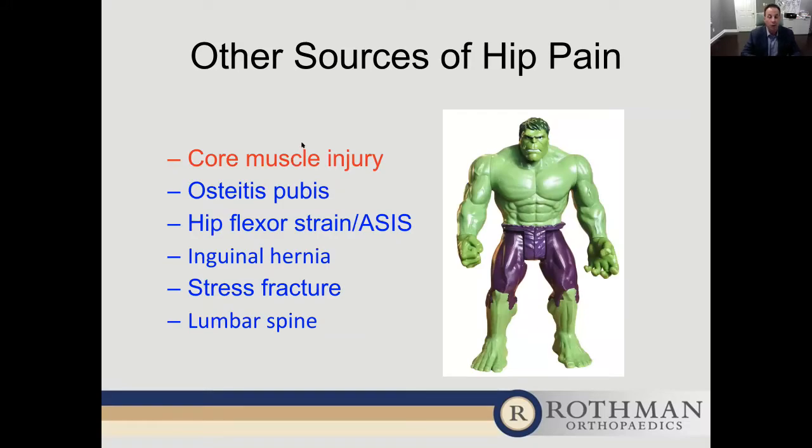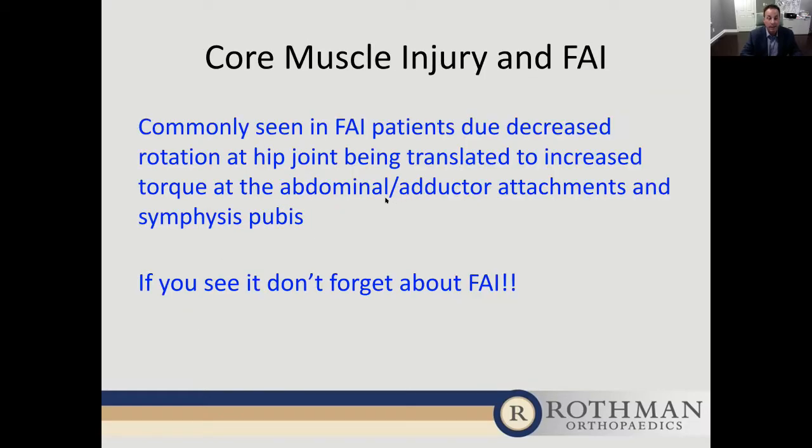I want to talk about one other source of hip pathology, besides the lumbar spine and sacroiliac joint we talked about: the core muscle injury. The core muscles are basically where the abdominal muscles attach into the pelvis. They are very commonly seen with FAI because of loss of range of motion of the hip, and that force gets translated into the abdomen and the groin muscles, and that can cause injuries to the core muscles. And again, when you see that kind of injury, don't forget about the hip joint.